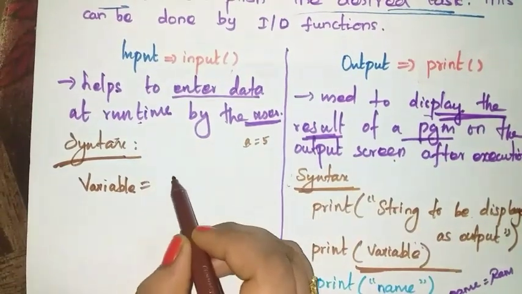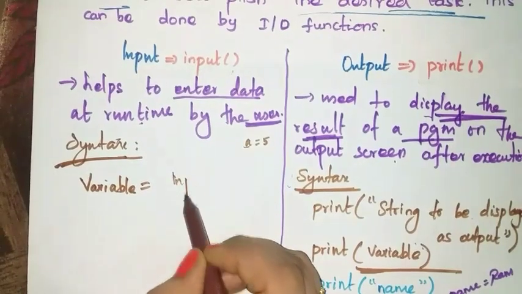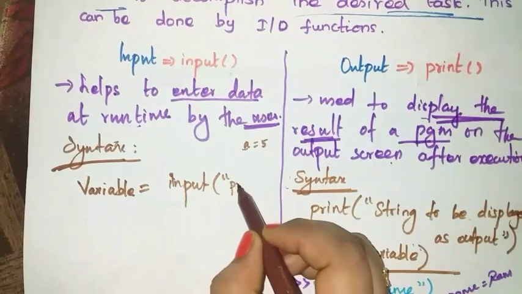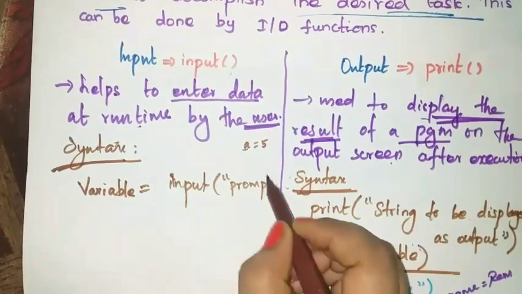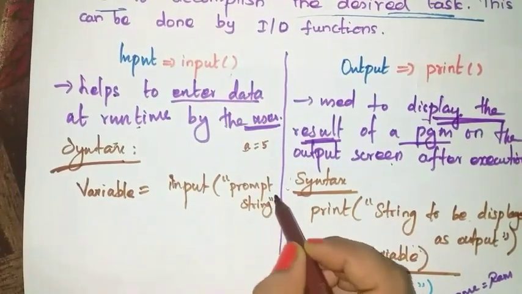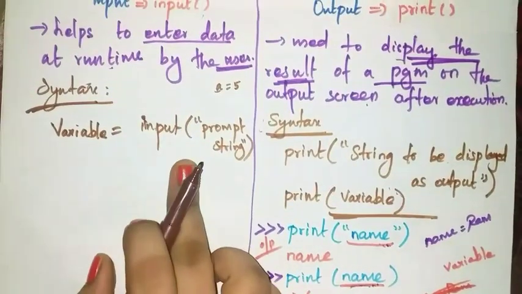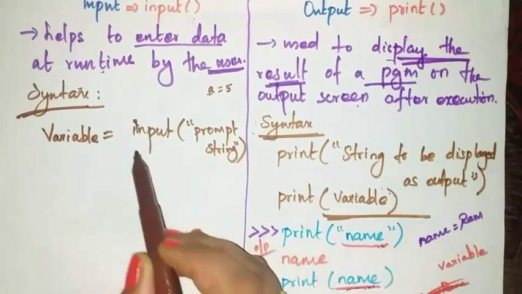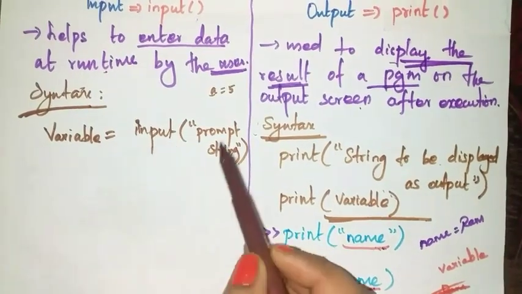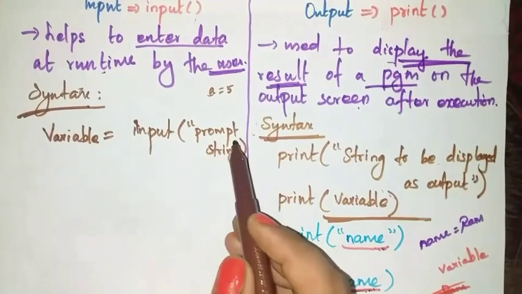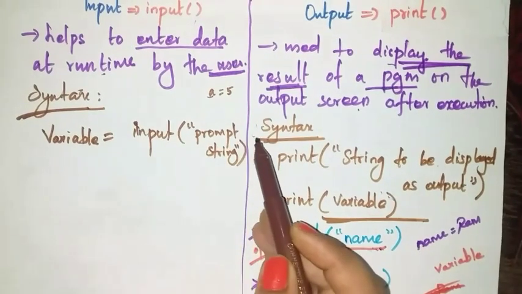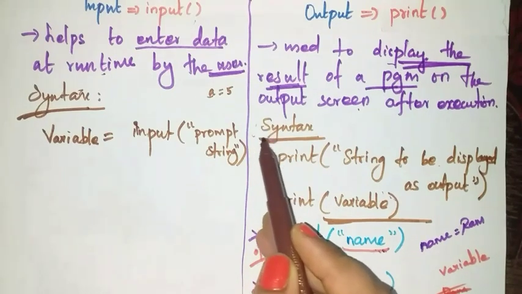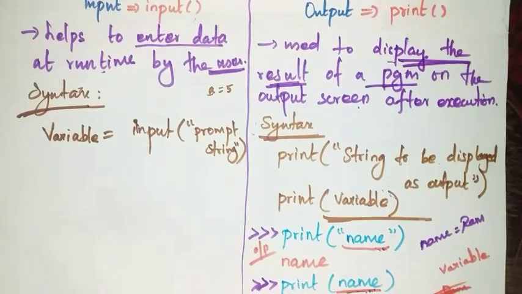Is equal to input, within parenthesis double quotes, prompt string. So this is the syntax of the input function. So this is the print function, this is the input function. Okay. Here what is a prompt string? A prompt string is a statement or message to the user to know what type of input can be given. Okay. So see one example.